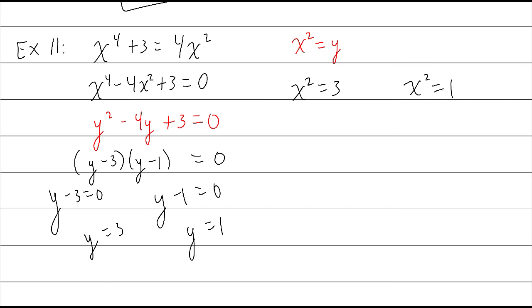Use the square root principle to solve these. Square root of both sides: positive and negative square root of 3. Square root of both sides: positive and negative square root of 1, which is just 1. So positive and negative square root of 3, positive and negative 1.